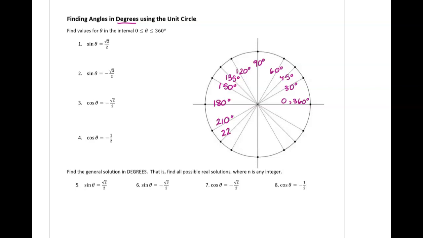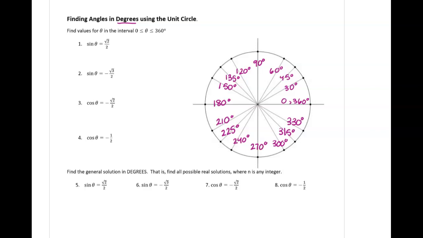210, 225, 240, 270, 300, 315, and 330 degrees, which brings us all the way around to 360. We're back where we started.